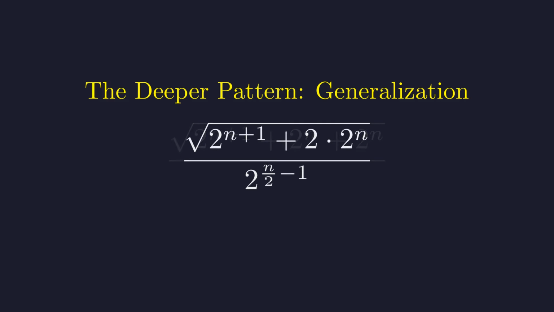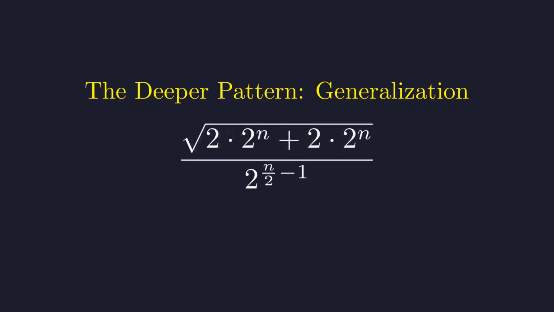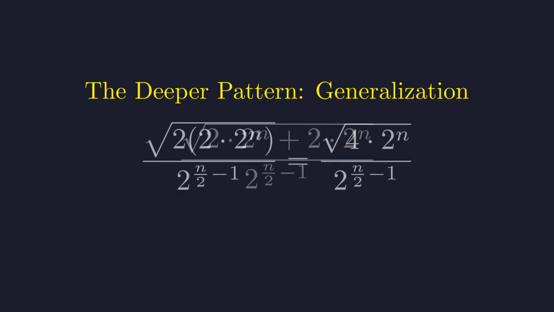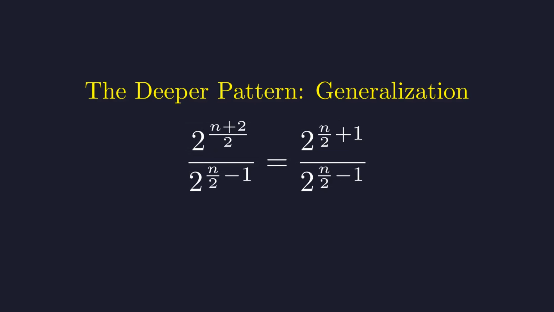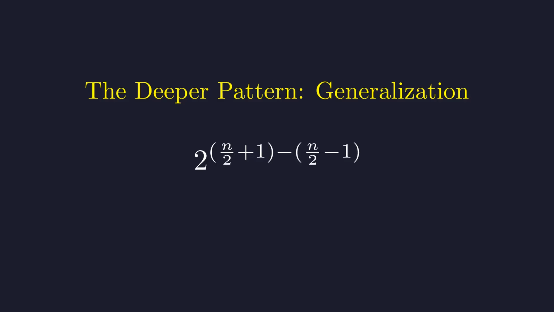Just like before, we combine the two identical terms. And again, we rewrite the first term to reveal the common structure. Factoring out the common piece gives us 4 times 2 to the n. Since 4 is 2 squared, this becomes 2 to the power of n plus 2. Taking the square root gives us 2 to the power of n over 2 plus 1. Now for the final step, the quotient rule. We subtract the exponents in the numerator and denominator.